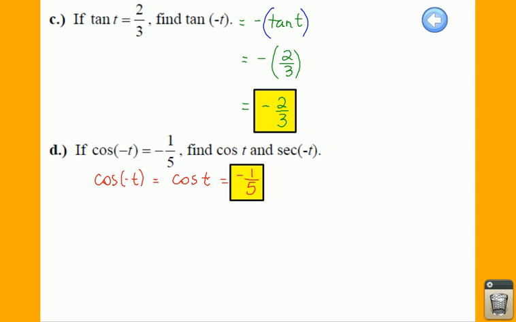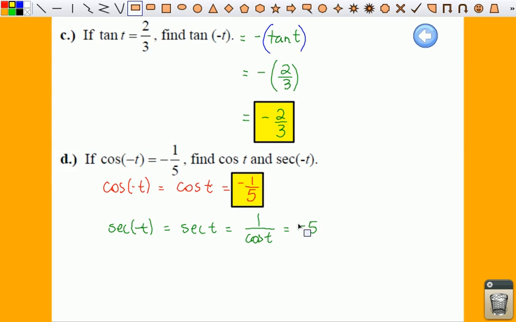And then finally, we want to figure out what the secant of negative t is. Well, the secant of negative t is just equal to the secant of t. And the secant of t is just 1 over the cosine of t, so it's just the reciprocal of cosine. So if we take this negative 1/5 and flip that over, you get a negative 5.